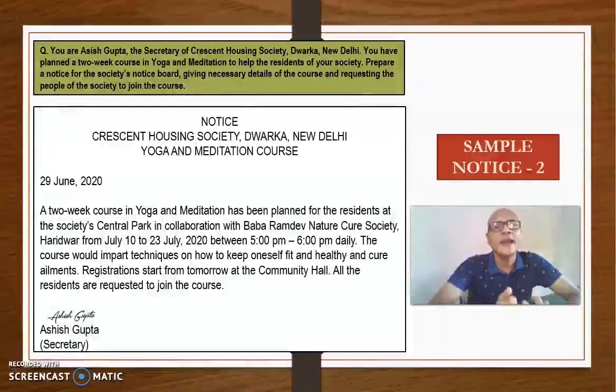Now let us have a look at another sample notice, which is notice number 2. This question is all about yoga and meditation course that is being planned by the Secretary of Crescent Housing Society. So, the Secretary is writing this notice for the Society's notice board, giving necessary details of the course and at the same time requesting the people of the society to join the course. So let us see how this notice is being written.